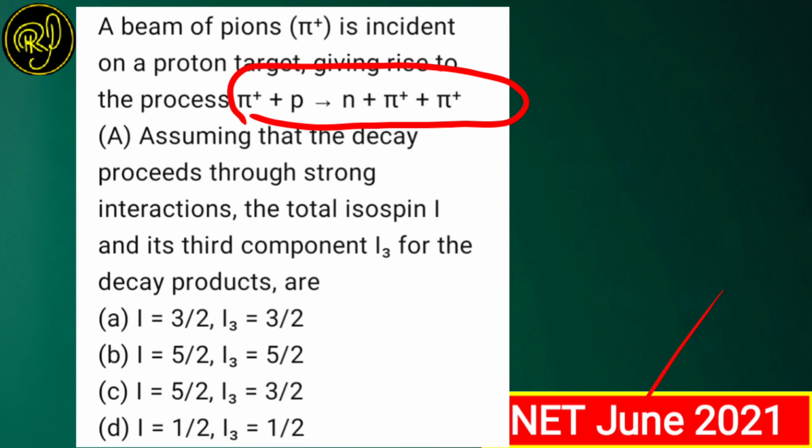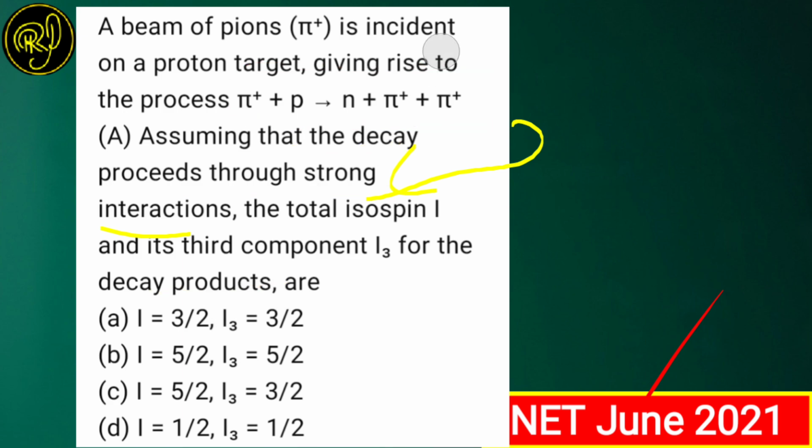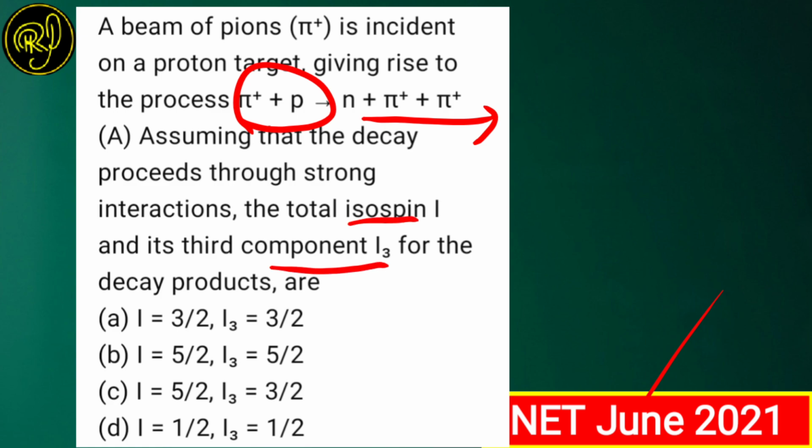Now, assuming that the decay proceeds through strong interaction, the total isospin I and its third component I3 for the decay products are dash. Means the question is saying that if we make pi plus incident on a proton, we are getting these decay products. Then what is the total isospin and third component of isospin for these decay products?